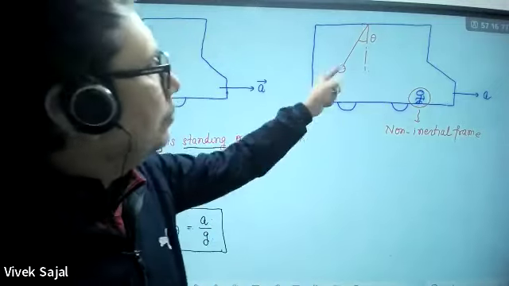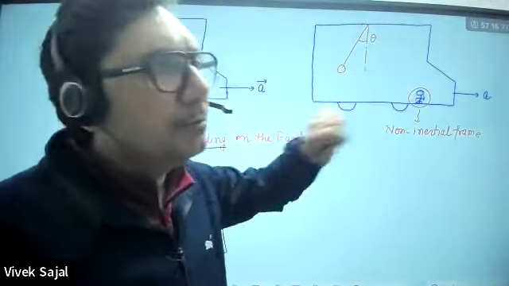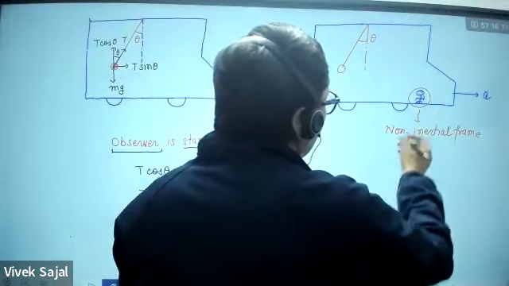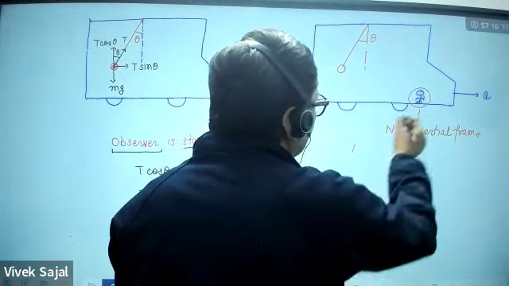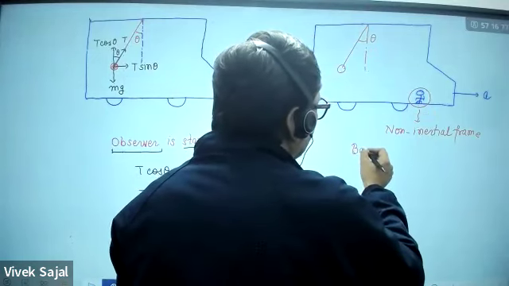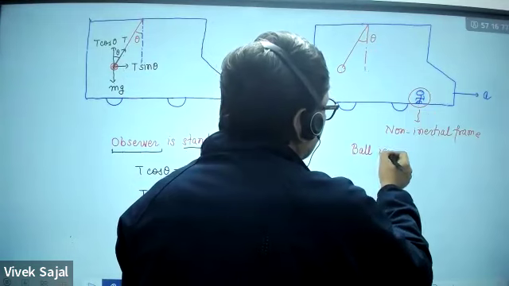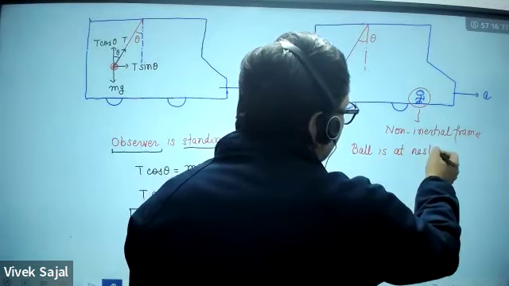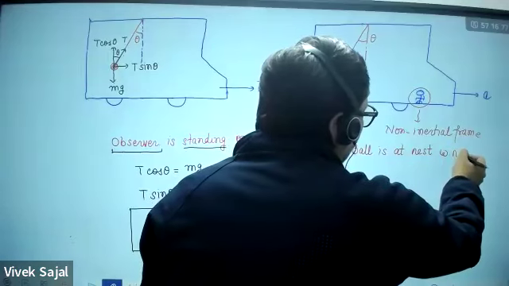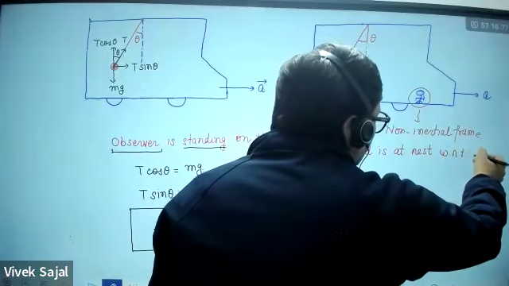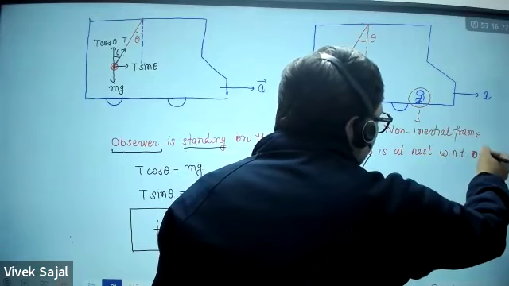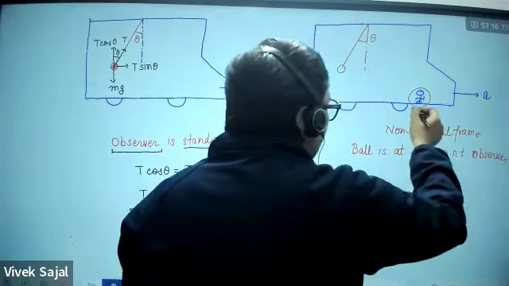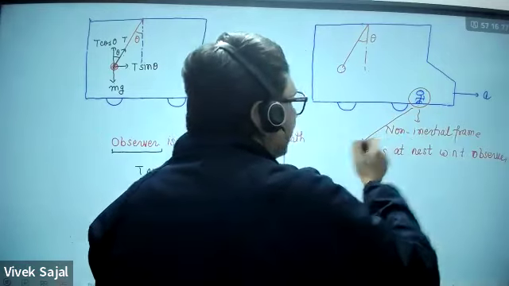Because why? Because this ball is at rest with respect to this person. Okay, try to understand. Angle may be there, but ball is at rest. What will be his observation? His observation is the ball is at rest with respect to me, or the observer. So this will be the second aspect.